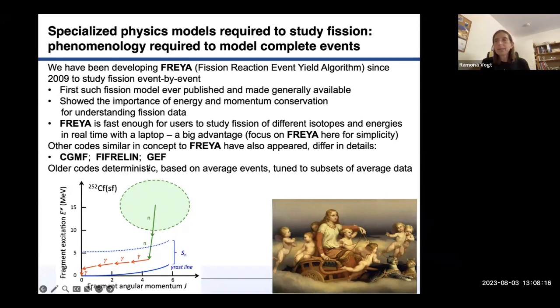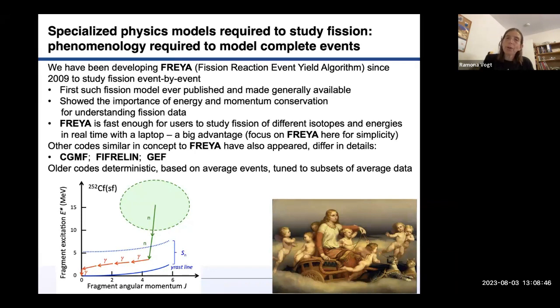Other codes that exist are deterministic and based on average events and are tuned to subsets of average data, which means that they're probably pretty good for describing what happens in a reactor where everything is going on at once. But if you're actually doing a fission experiment, or say trying to detect some kind of material where you have a small sample, then you need something that's a little more specialized.